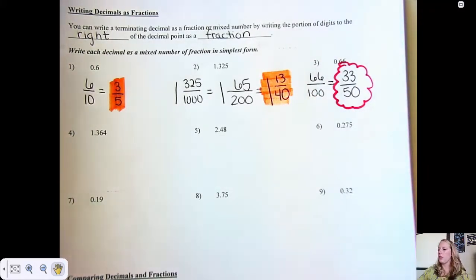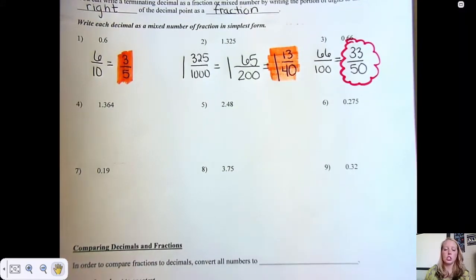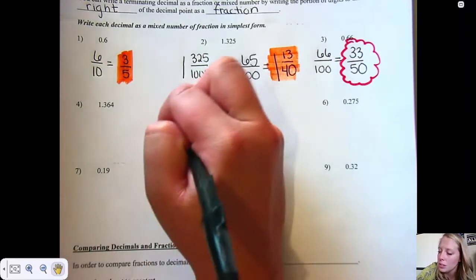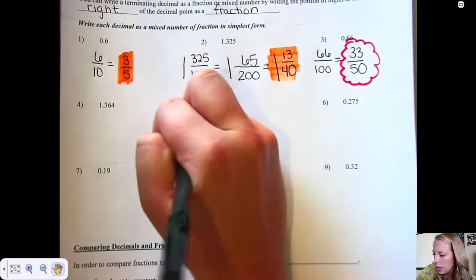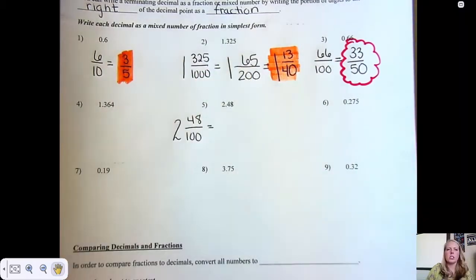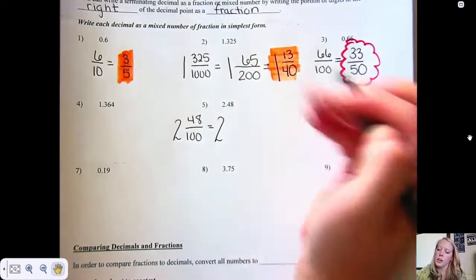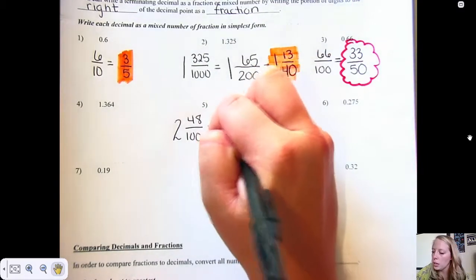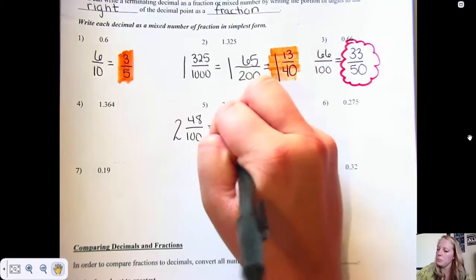Let's do one more together. Let's look at number 5 in the middle of the page. 2.48, or 2 and 48 hundredths. So I'm going to start over here. 2 and 48 over 100. What would go into both? Well, 2 works. Leave the whole number of 2. Cut 48 in half and you get 24. Over, cut 100 in half, you get 50.